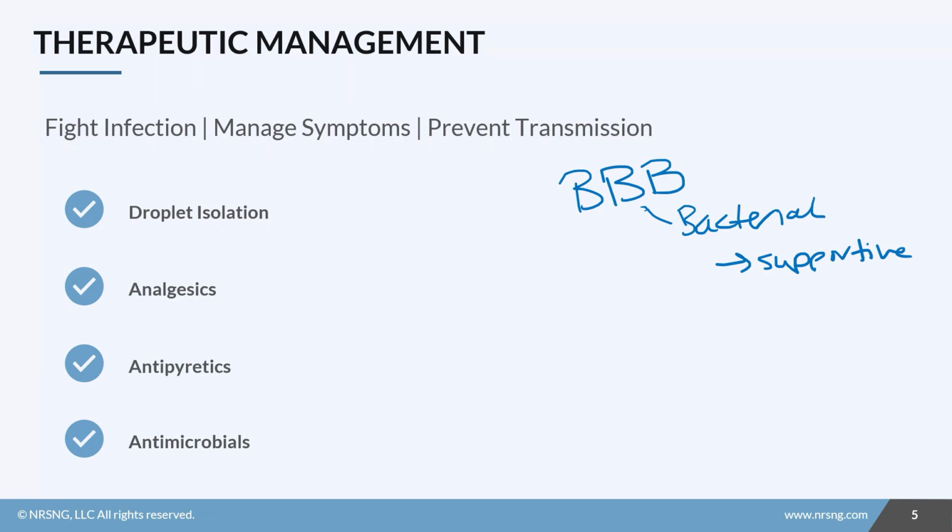And so either way, we're going to do our best to fight the infection. We're going to manage the symptoms, and we're going to work to prevent further transmission both to other patients within the hospital as well as out in the community. So like I said before, we're going to put the patient in droplet isolation, droplet precautions. We're going to give them analgesics and antipyretics to take care of their pain and their fever. And we're going to give them any antimicrobials that we can, antivirals if it's appropriate.